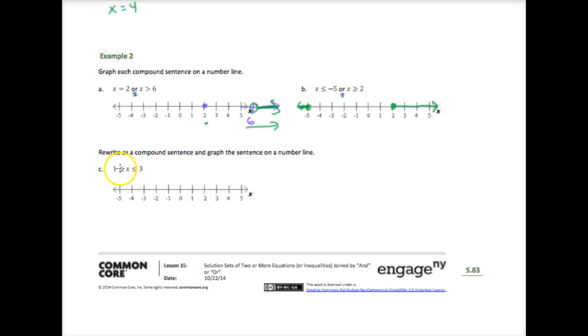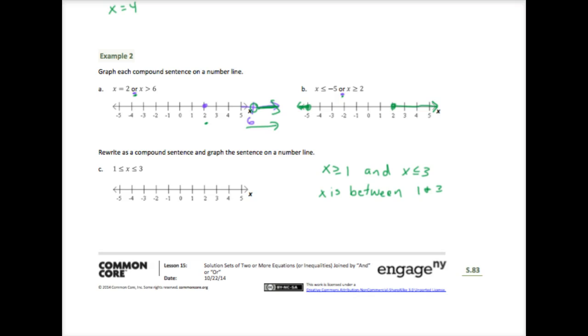Now we look at the next question, C. Rewrite as a compound sentence and graph the sentence on a number line. Well, what we're saying is x is greater than or equal to 1, and it is also less than or equal to 3. I would much rather think about this. I'd rather think that x is between 1 and 3. Seems so much simpler to think about graphing something being between.